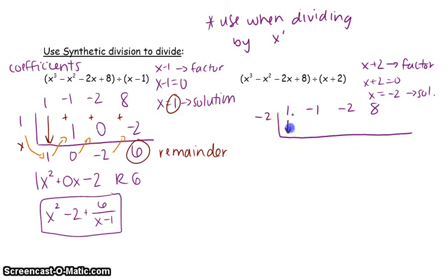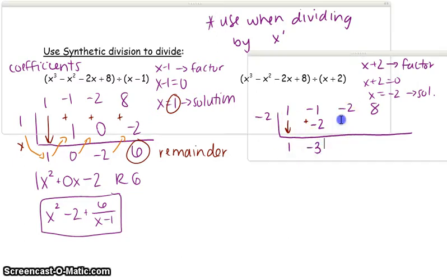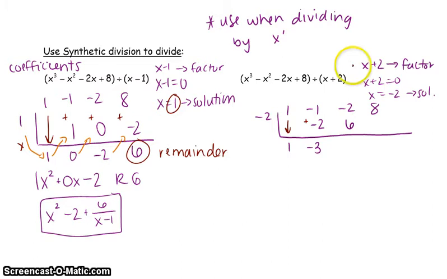Let's move our 1 down. So negative 2 times 1 is negative 2. We add those two. So that's negative 3. Negative 2 times negative 3 is a positive 6. Add those two to get 4. Negative 2 times 4 is negative 8. Add those two, and you get 0.